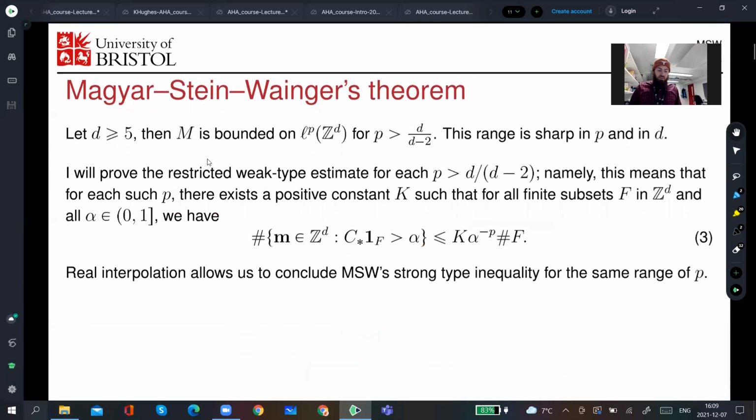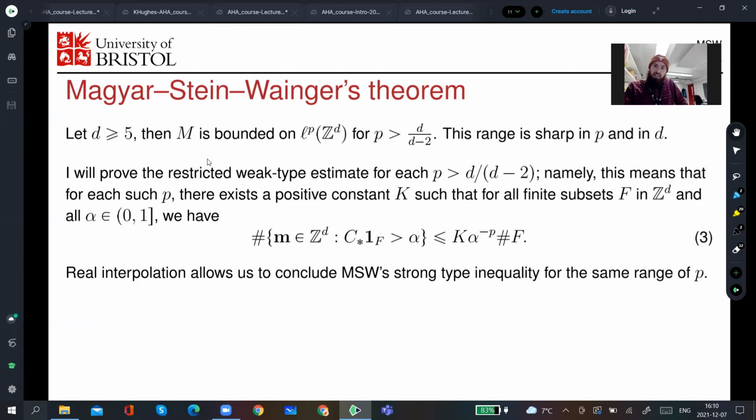And once again, here's the Magyar Stein Wainger theorem. They say as soon as you have 5 or more dimensions, this discrete spherical maximal function is bounded on L^p of Z^d. That is, if you take a function f defined on the integer lattice Z^d, and it maps to the complex numbers, then whenever you measure the maximal operator applied to that function, measured in L^p, it's bounded by a constant times the original L^p norm of your function. And this is for all p bigger than some threshold that depends on dimension. For us, that's p bigger than d over d minus 2, where d is the dimension.